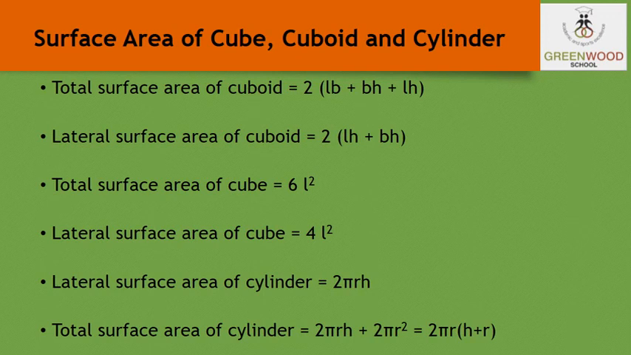Total surface area of cube is equal to 6L squared. Lateral surface area of cube is equal to 4L squared. Lateral surface area of cylinder is equal to 2πRH, and total surface area of cylinder is equal to 2πR(H + R).